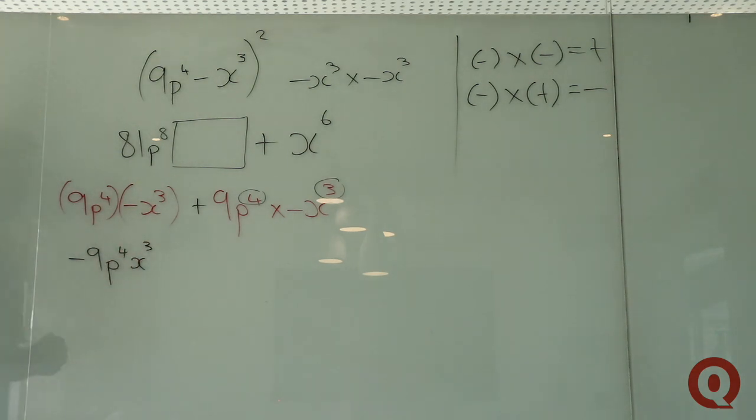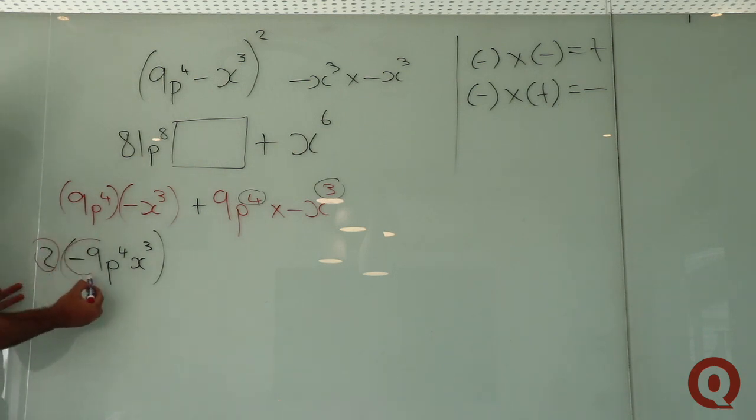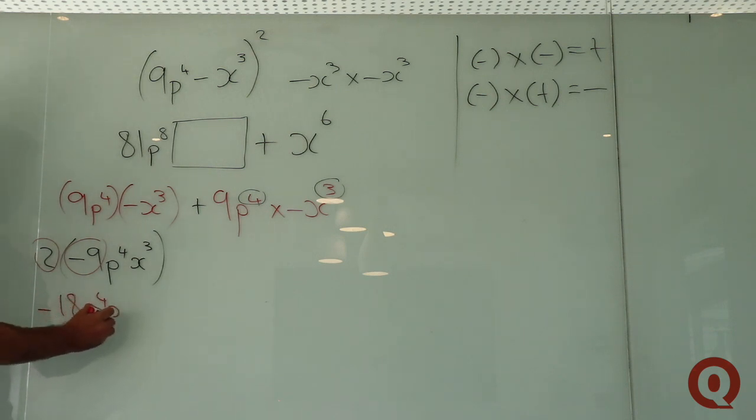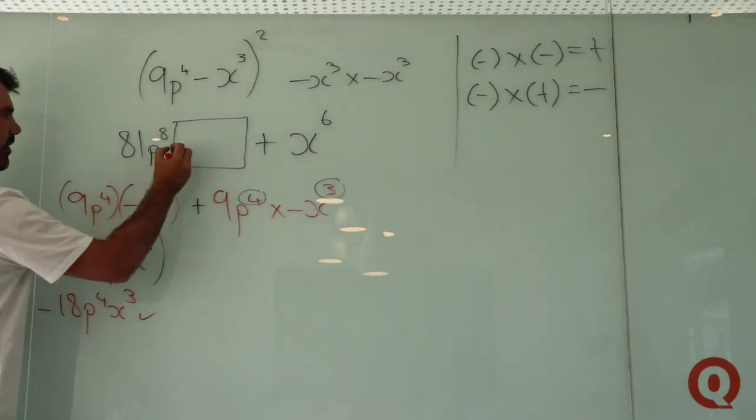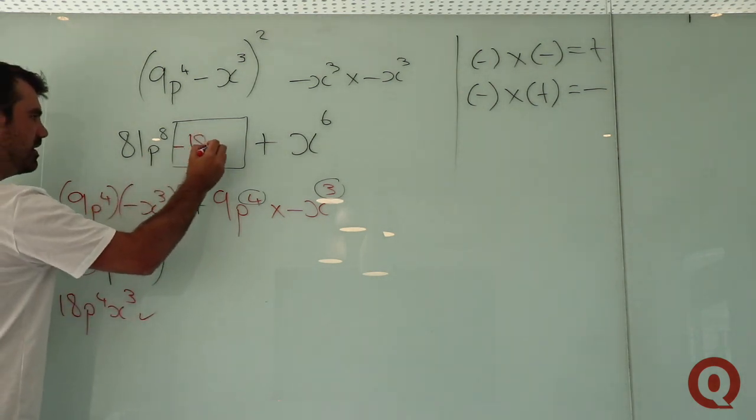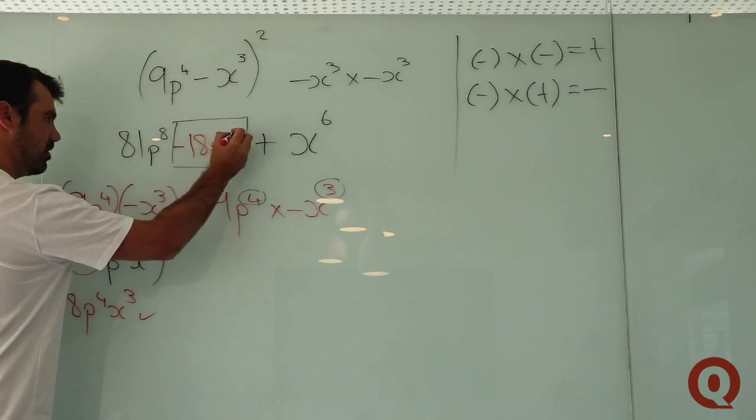Right, is that our final answer? No, as we discovered, we still need to multiply this by 2. We need to double it. So what do we get? Well, does 2 carry any variable? No, it doesn't. So we simply need to multiply this 2 by my coefficient. So 2 multiplied by a negative 9, positive times a negative, gives me that negative 18 p to the power of 4 x cubed. So now that we've found our answer, we can slap it into the middle. We've got a negative 18 p to the power of 4 x cubed.